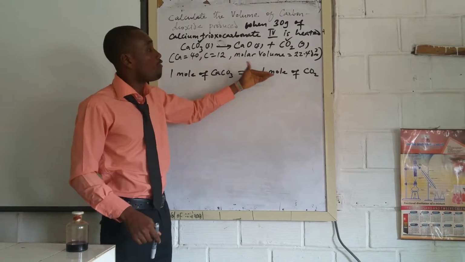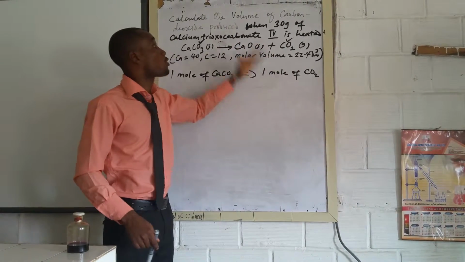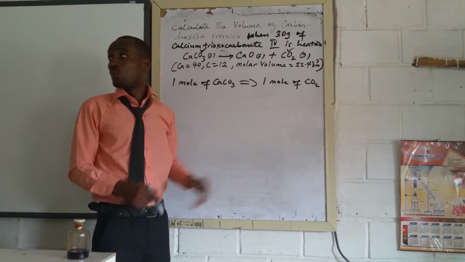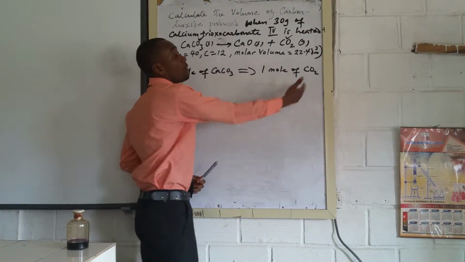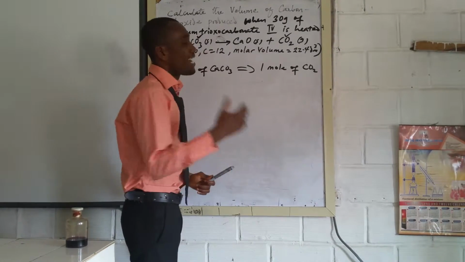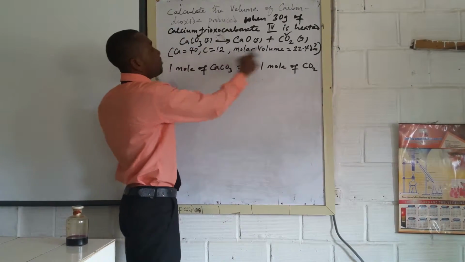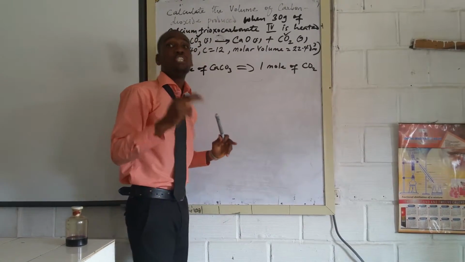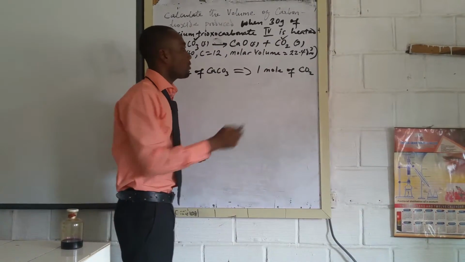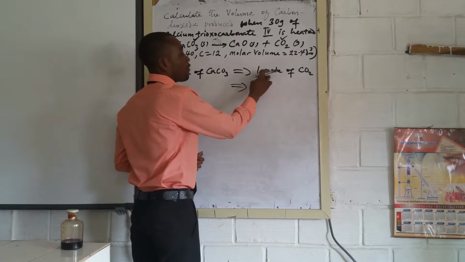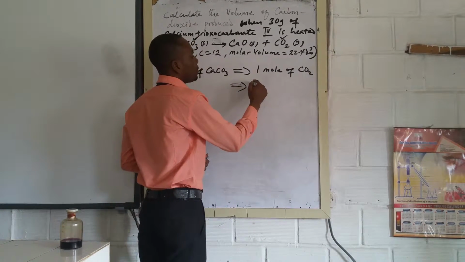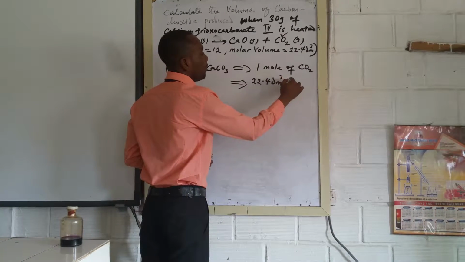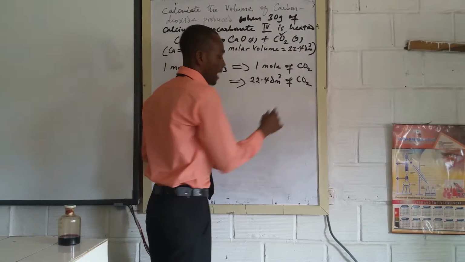There is need for us to convert to molar volume because we have been asked to calculate the volume of carbon dioxide. So what we do here now is to change this 1 mole of carbon dioxide into the molar volume. And what is the molar volume of a gas? It's given in the bracket there. Molar volume of a gas at STP is 22.4 dm³. So instead of writing 1 mole of carbon dioxide, I will write 22.4 dm³ of carbon dioxide.